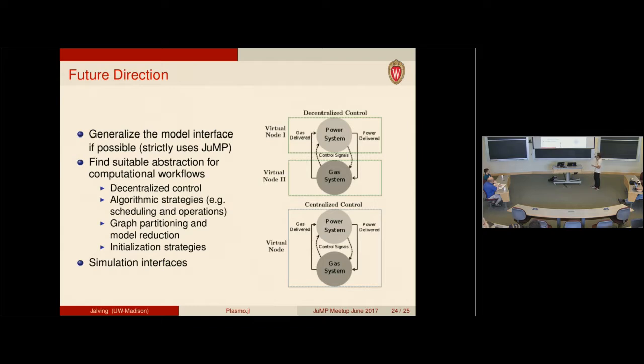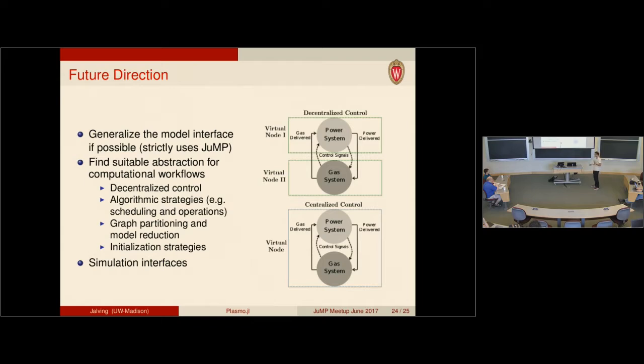For instance, you could have another graph sitting on this physical system that represents what exactly you actually want to do with that model. In this case, you might have a virtual node that says, I just want to solve the power system and give the information to the other system. Or I might have a virtual node that says, just solve the coupled problem.